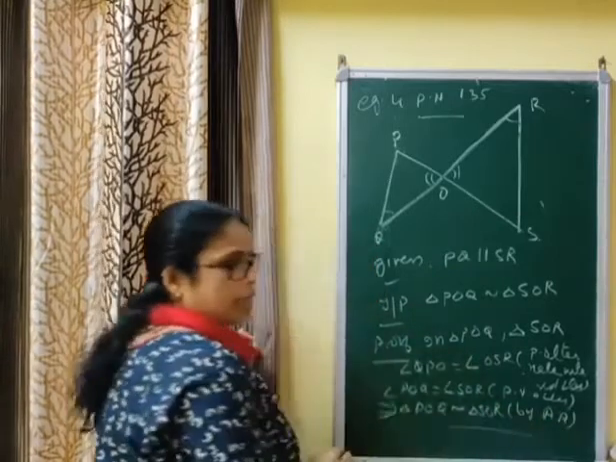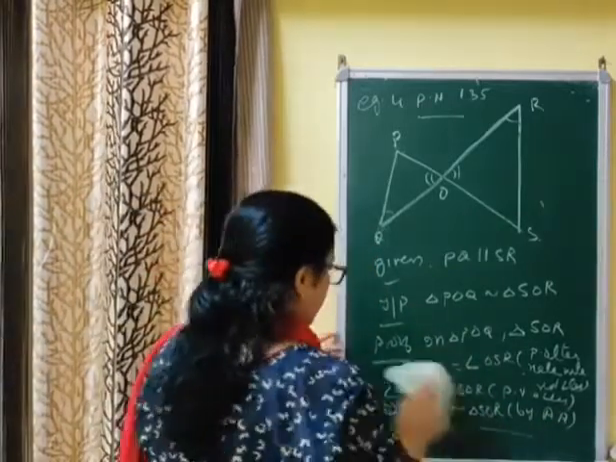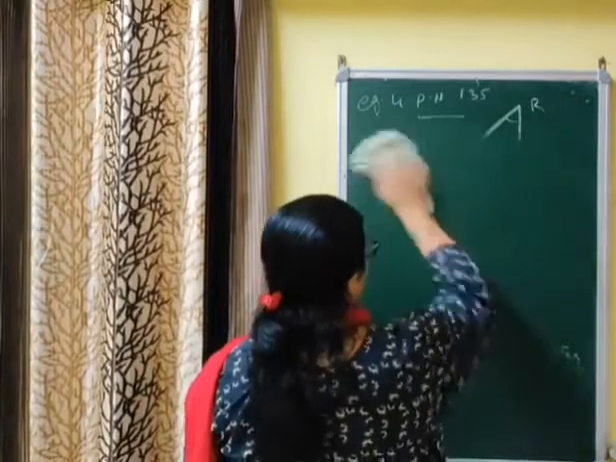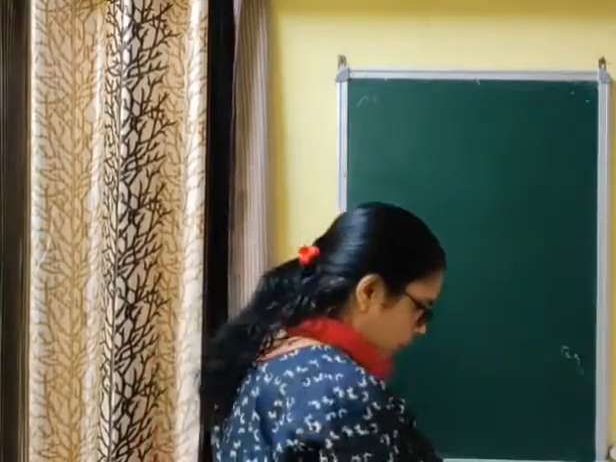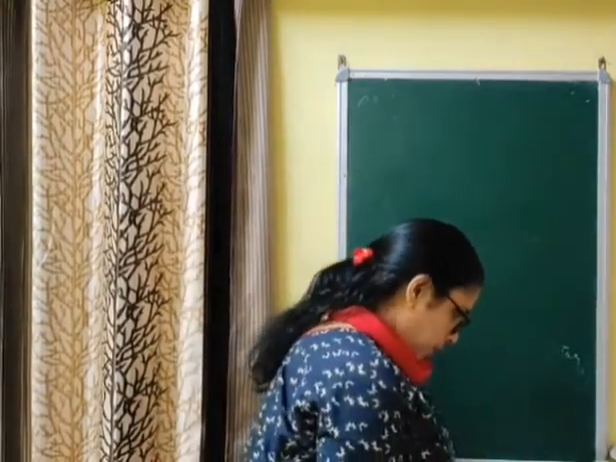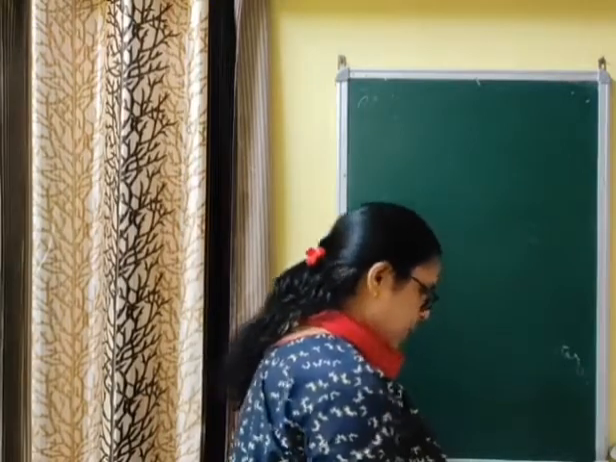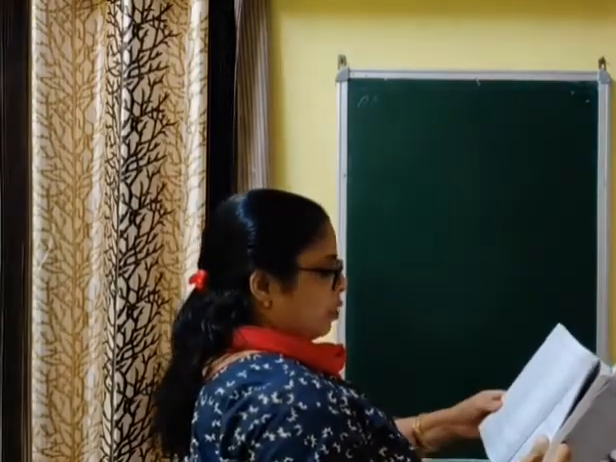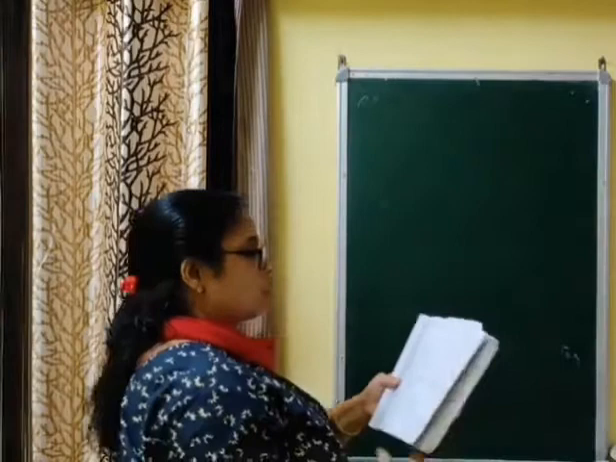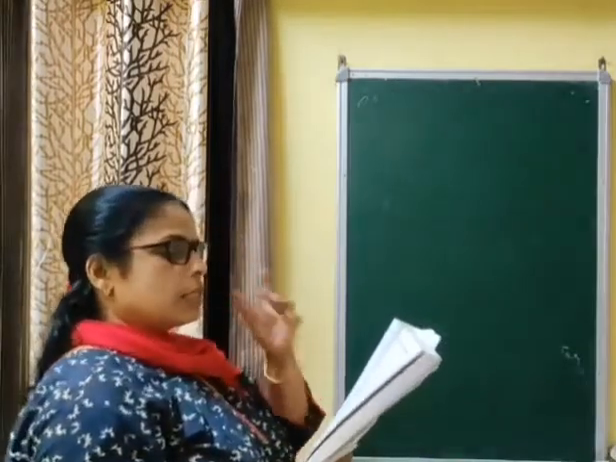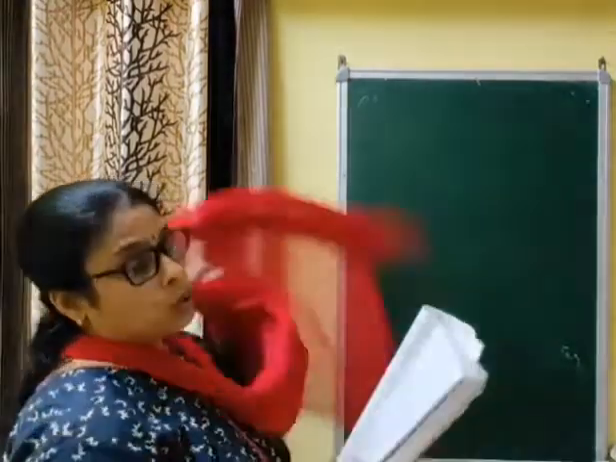If double A can be used, you can also use triple A. This is example 4 of page number 135. After that, let us go to exercise 6.3. In the first part, there are a number of triangles given. You have to prove which ones are similar. For the first one, you just go through the book.